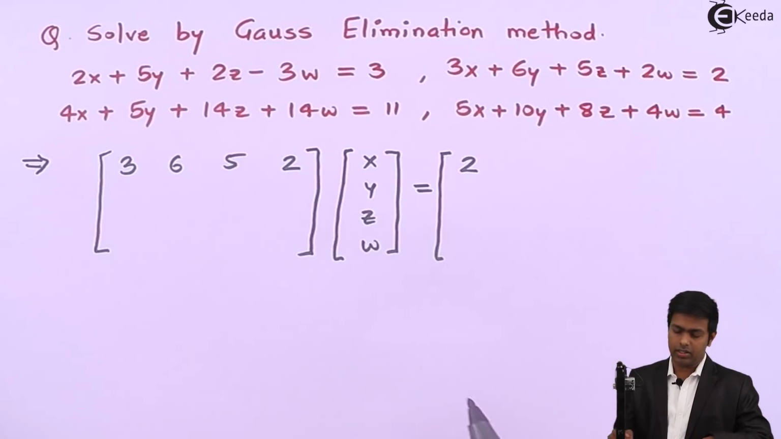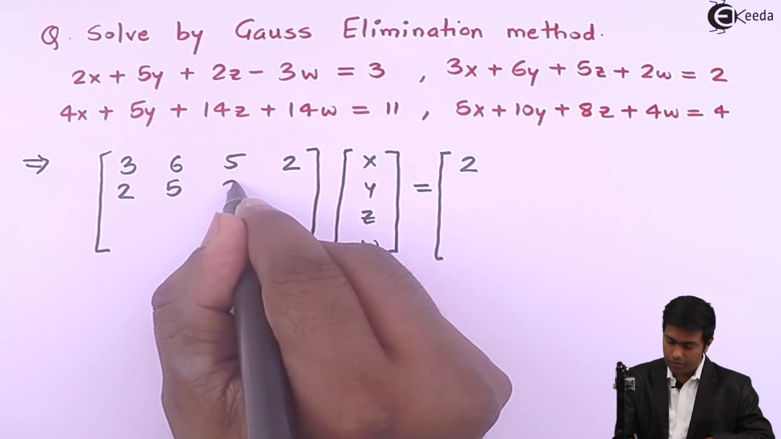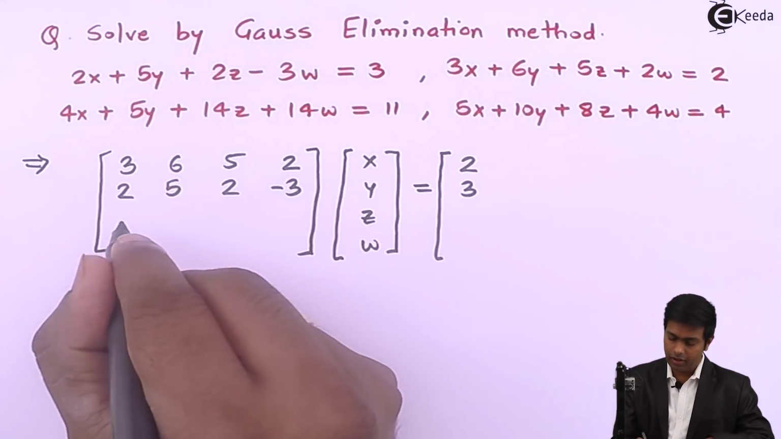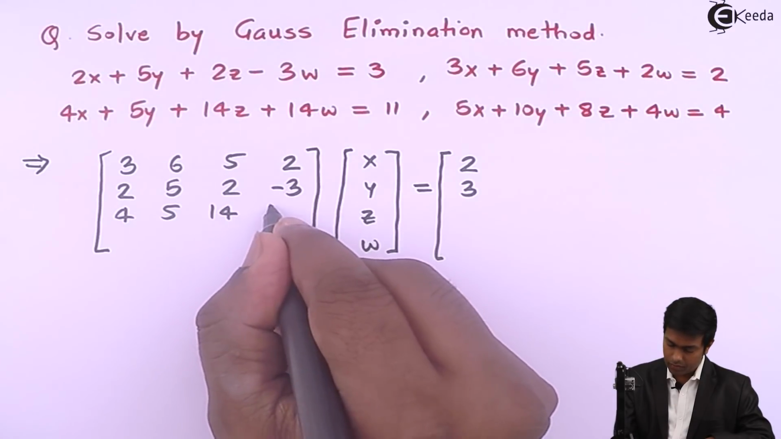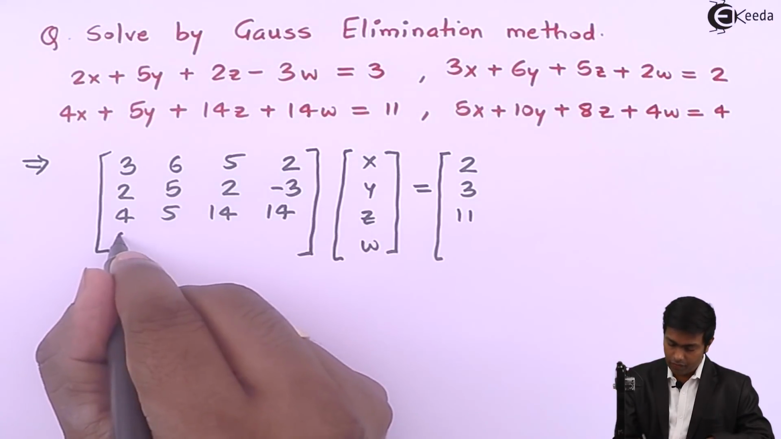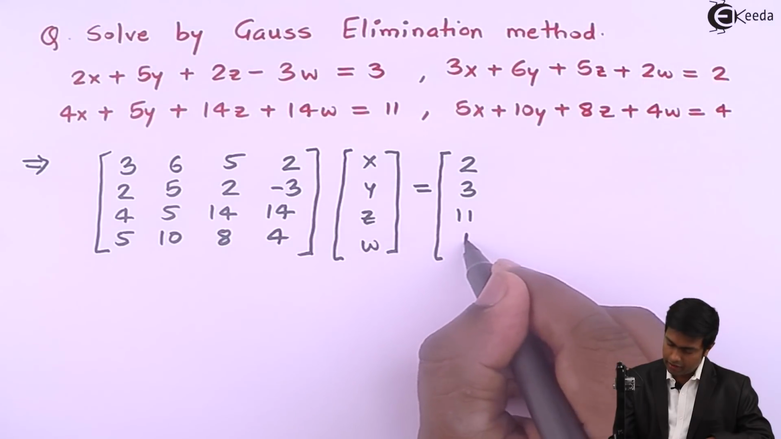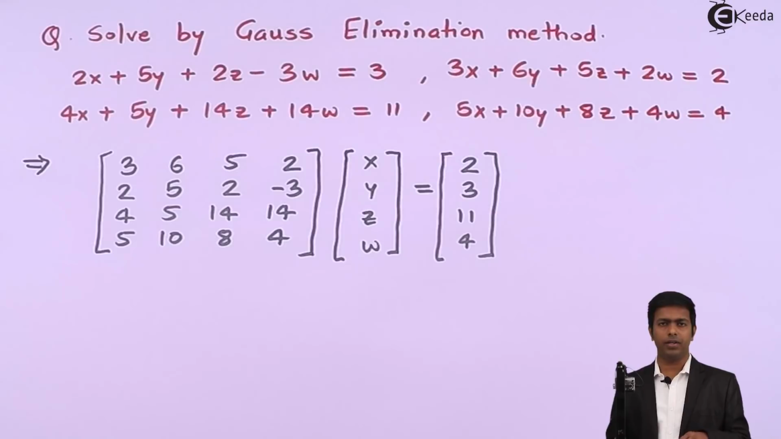Next let's take the first equation. It will be 2, 5, 2, minus 3, and it is 3. Then 4, 5, 14, 14 and 11, and this is 5, 10, 8, 4 and 4. So this is the first step, where we have converted the given equations into the form Ax equal to B.